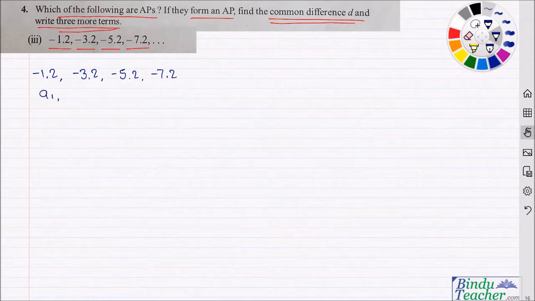The first number is A1 or A. The second number is A2. The third number is A3. And the fourth number is A4. So how do we find out if they are an arithmetic progression?